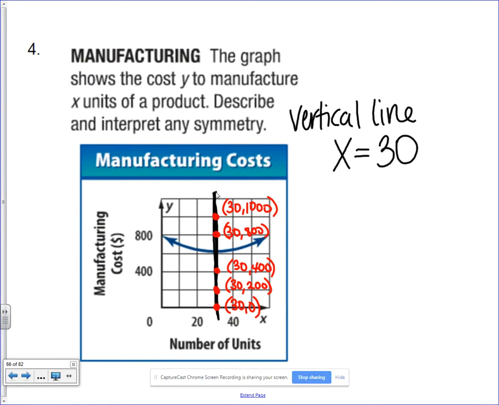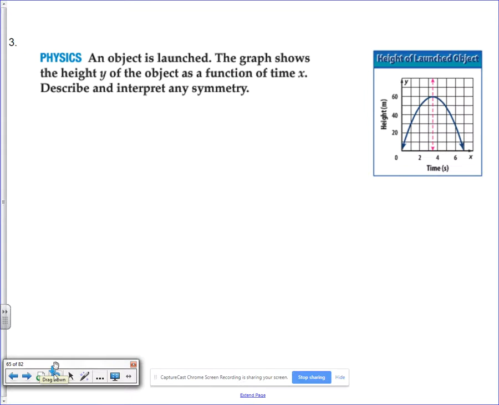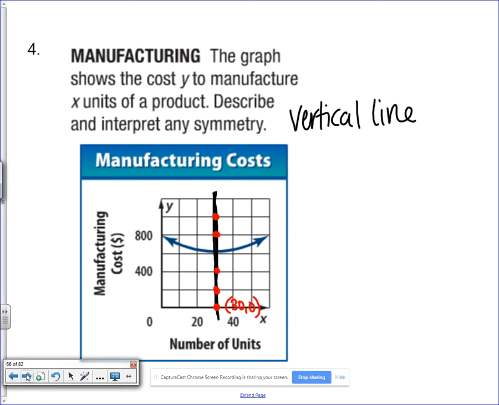Okay, but it also says describe it. So what does it mean, folks? I don't really need the coordinates anymore. I'm going to get rid of all those. No, you don't have to. I just wanted to show you that all those x's were 30, okay? So tell me, what's happening? Why is it symmetrical? What's going on here?